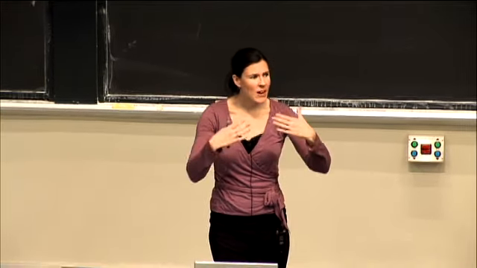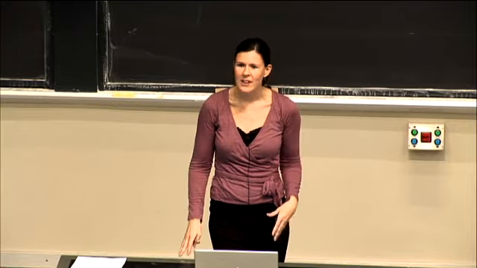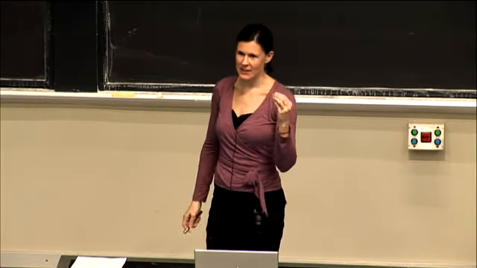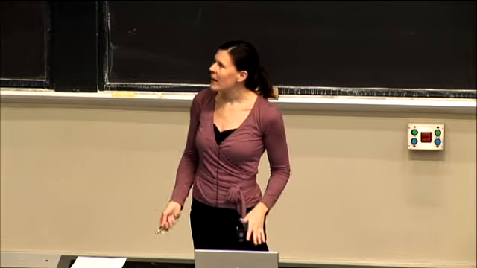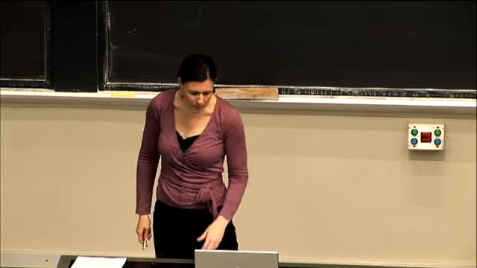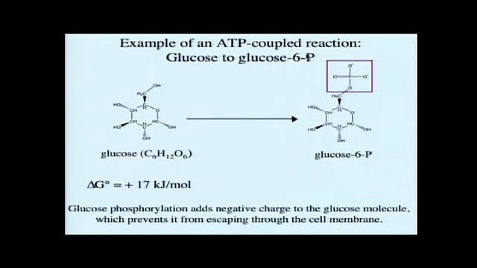And now that we have a very polar molecule, we're not going to be able to have the glucose move in and out of the cell. So we keep it in our cell by putting this phosphate group on it. So that's why we want to do this reaction. But let's think about the energy of actually doing it. And it turns out that this requires energy. The delta G for this reaction is 17 kilojoules per mole.